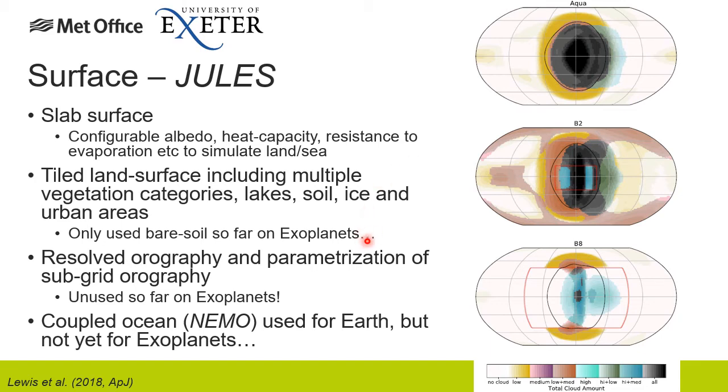We've only really used bare soil on exoplanets so far, and this plot on the right here is from Neil's paper showing, as you increase the size of a continent at the hot spot, using the bare soil parameterization of JULES, how it feeds back onto the hydrological cycle as you start to remove water from the atmosphere and progressively get less cloud. I should say that we also have the option for resolved and subgrid orography, which we haven't used on exoplanets yet. And also there is the possibility of a coupled ocean model called NEMO that we use for Earth climate simulations, but again, haven't tried on exoplanets just yet.